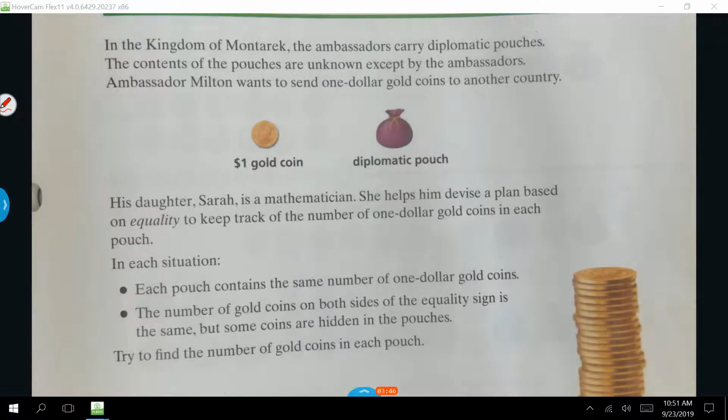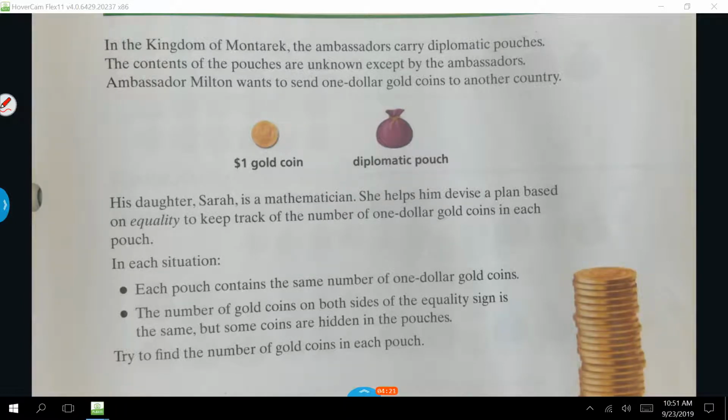That's so weird. All right, so this is not real, this is just a story. So in the kingdom of Monterey, the ambassadors carry diplomatic pouches. So there's the pouch, and this is your $1 gold coin. You don't have this page because there's nothing to do on it, just read. The contents of the pouches are unknown except by the ambassadors, and Ambassador Milton wants to send $1 gold coins to another country. This sounds kind of sketchy, like they want to send money over to another country, but they don't want people to know how much they're sending. So again, just a made-up story.